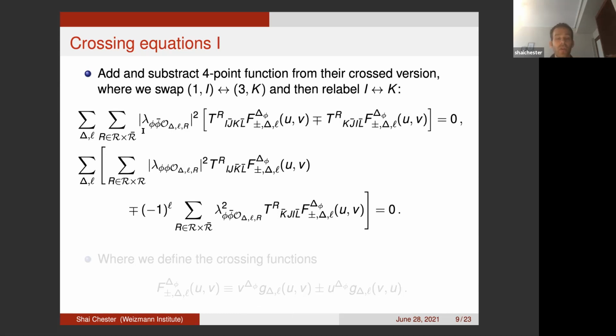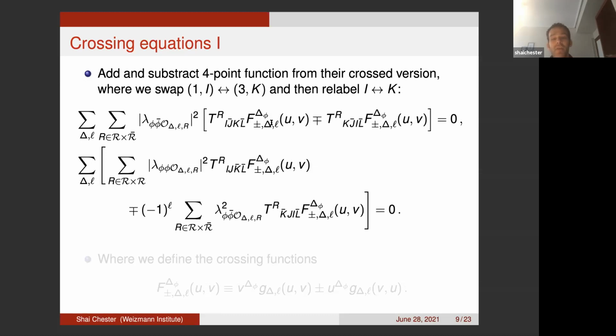The first crossing equation is the one you get from looking at a configuration which looks like phi, phi bar, phi, phi bar, and then you switch 1 and 3, you still have phi, phi bar, phi, phi bar. And that's why you have the same representations in both the original configuration and its swapped version.